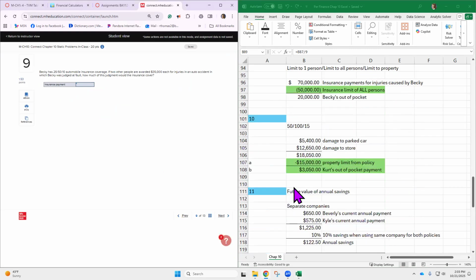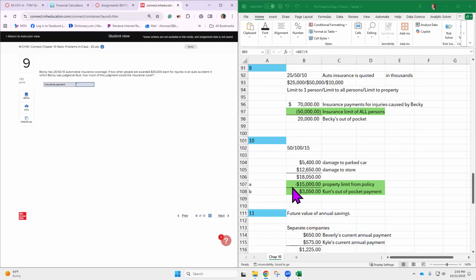Okay, now we're going to learn about auto insurance coverage policies. And oftentimes you see what looks like a strange division problem. Okay, so this says Becky has 25, 50, and 10 automobile insurance coverage. If 2 other people are awarded $35,000 each for injuries in an auto accident in which Becky was judged at fault, how much of this judgment would the insurance cover?